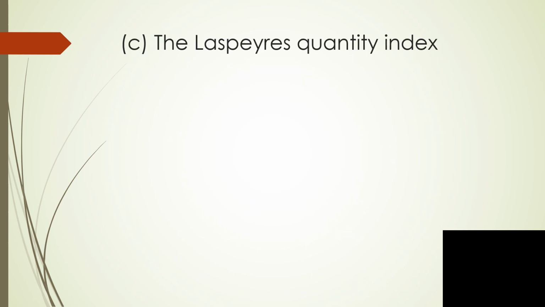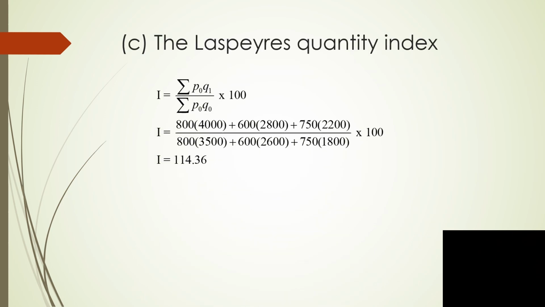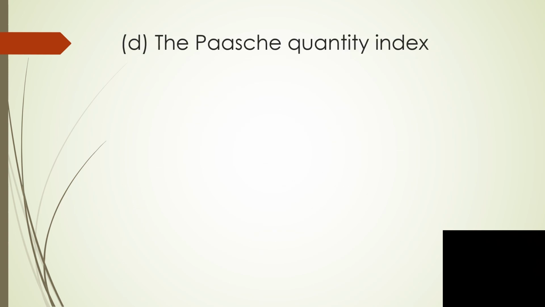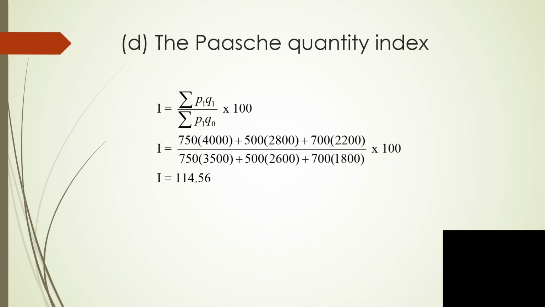The Laspeyres quantity index. I equals summation P0 Q1 over summation P0 Q0 times 100. So I equals 114.36. The Paasche quantity index. I equals summation P1 Q1 over summation P1 Q0 times 100. So the index equals 114.56.